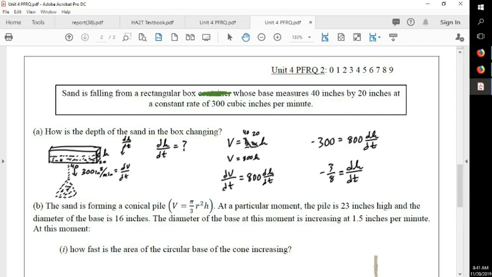So what are our units for the height? Inches per minute or second? Minute? Minute. Oh, that's more pretty. So there's with correct units.